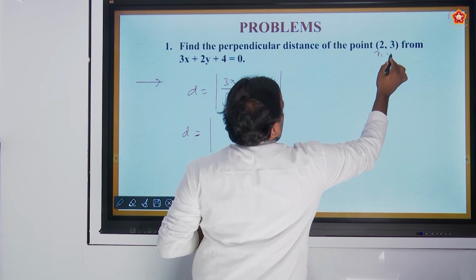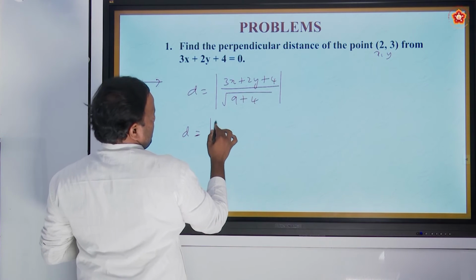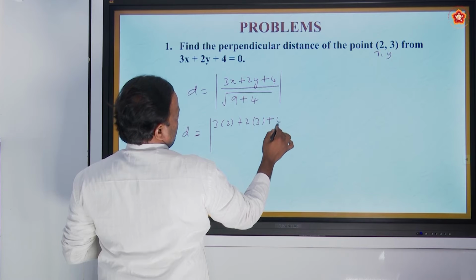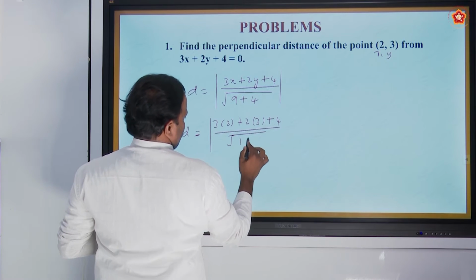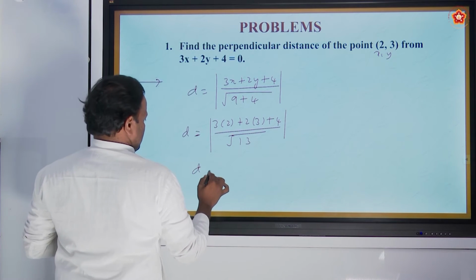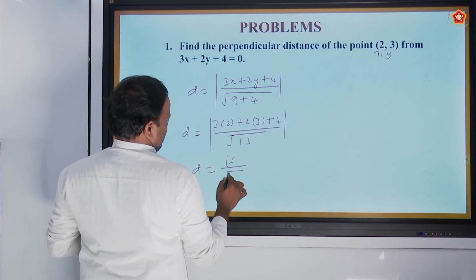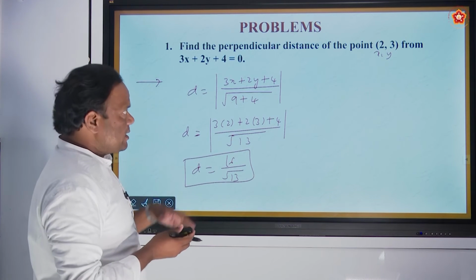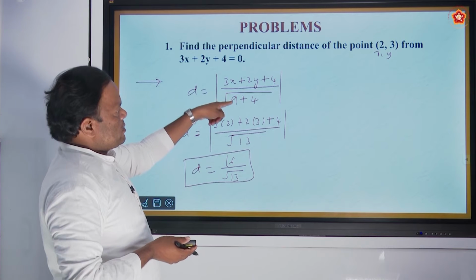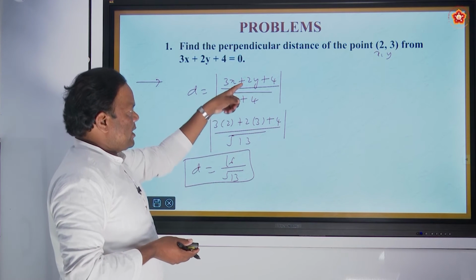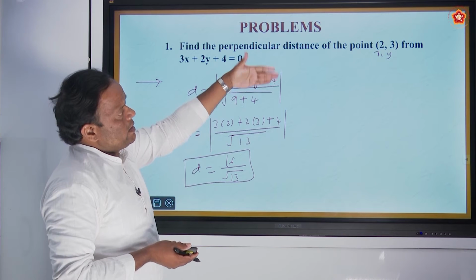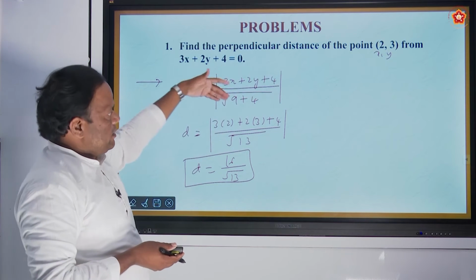That is nothing but x1 and y1: 3 into 2 plus 2 into 3 plus 4 by root of 13. Same answer. This is equal to 16 divided by root of 13. Very simple. You can use this method also. Directly write the line equation, the coefficient of x square means a square plus the coefficient of y, here b square, divided by that, and instead of x and y write the given point, so 2 and 3, then solve. Okay.